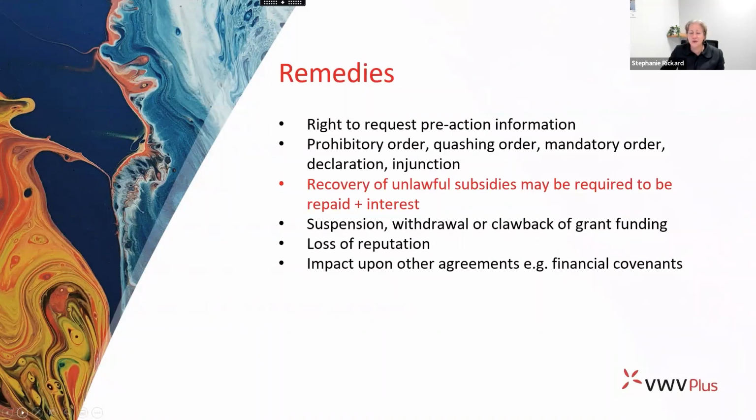But of course, when I'm advising on subsidy control risk, it's not just the risk of the subsidy being found to be unlawful. There are the knock-on consequences that apply to universities and research organisations, so suspension, withdrawal or clawback of grant funding, loss of reputation, impact upon other agreements, for example, financial covenants.